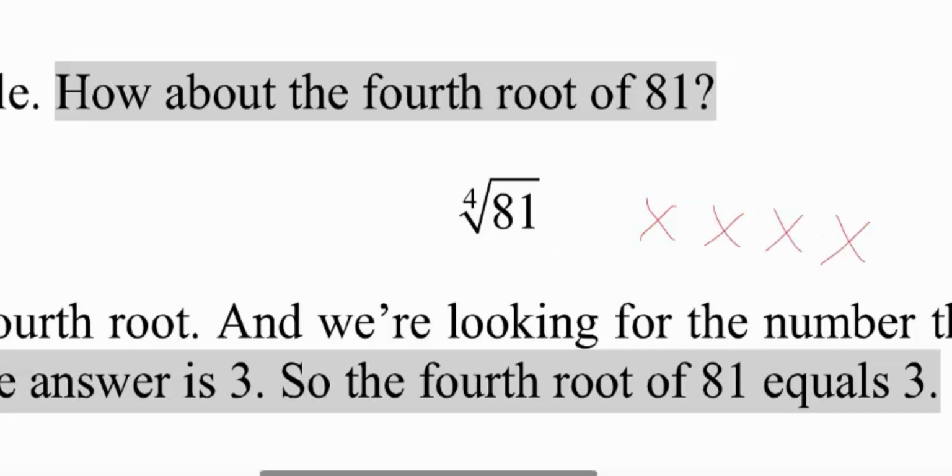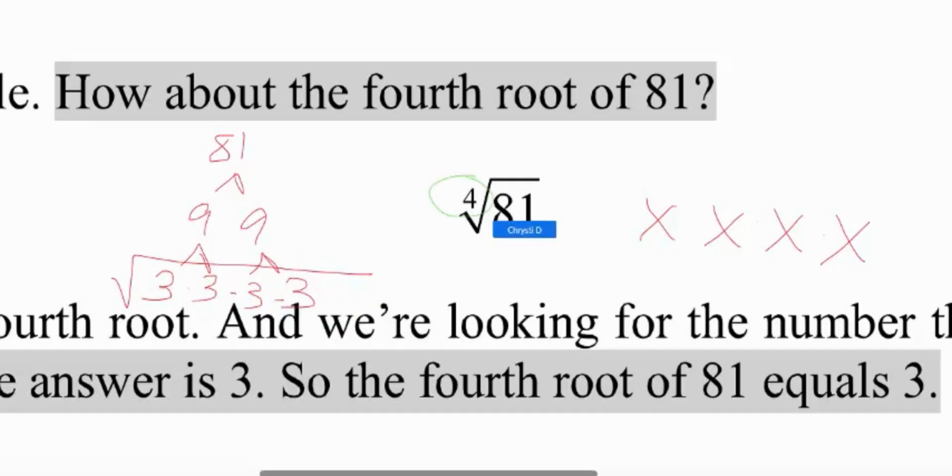As these get more complicated, I find it helpful to do factor trees. So we could say 9 times 9, 3, 3. We still have 81 in here, but now we have it listed as its string of prime factors. And we're looking for things that we have 4 of. 1, 2, 3, 4. So 3 times itself 4 times is 81. So the fourth root of 81 is 3.